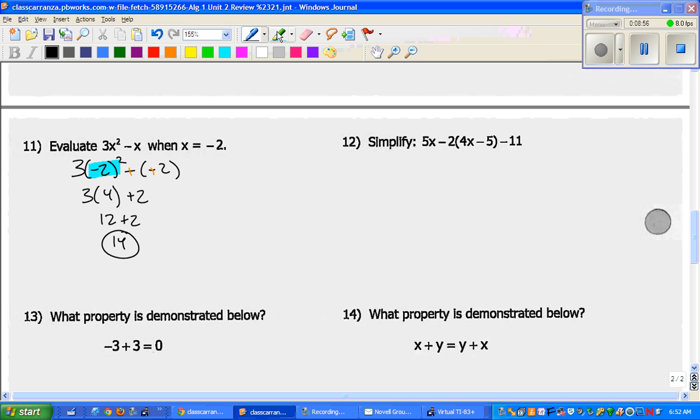Okay, number 12 says to simplify. I see parentheses in here. I can't do anything inside, but I can distribute there. So we get 5x. -2 times 4 is -8x. -2 times -5 is +10. -11. Combine your like terms. 5x minus 8x is -3x, and 10 minus 11 is -1.